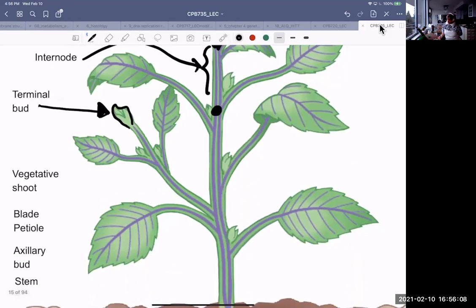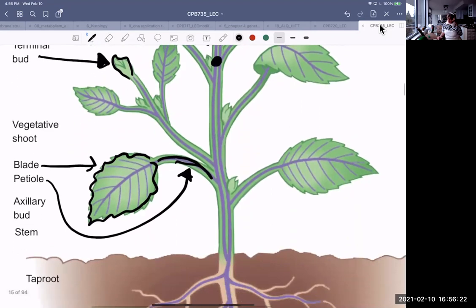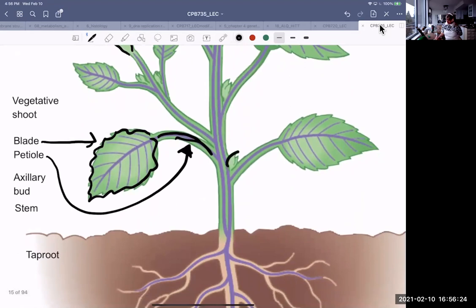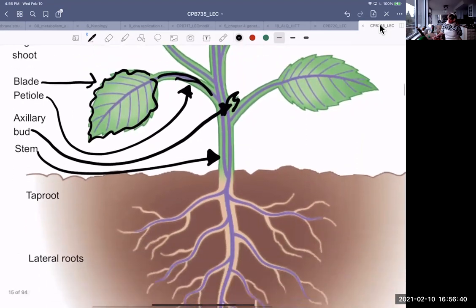Of the leaf, we call this part of the leaf the blade. And this part that attaches to the stem, a petiole. And this little guy here, that's an axillary bud, not a terminal bud, but an axillary bud. And this large piece in the middle is the stem. So that's all above ground. So that's the shoot system.